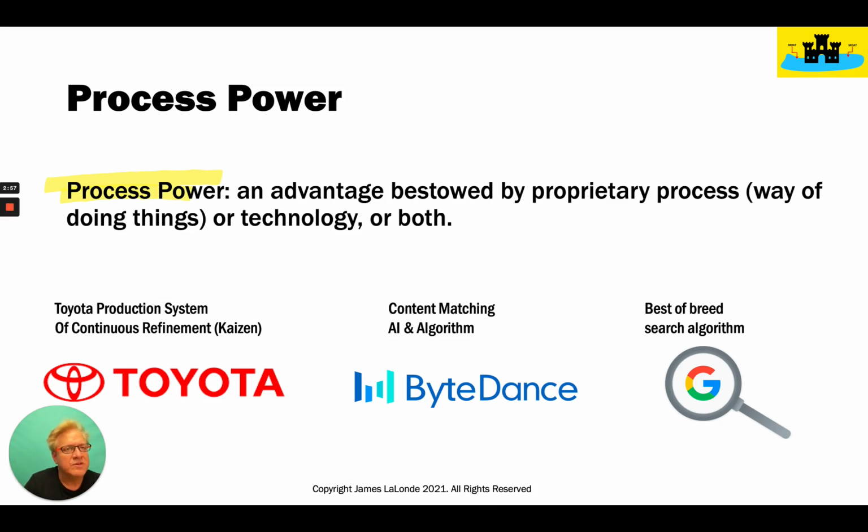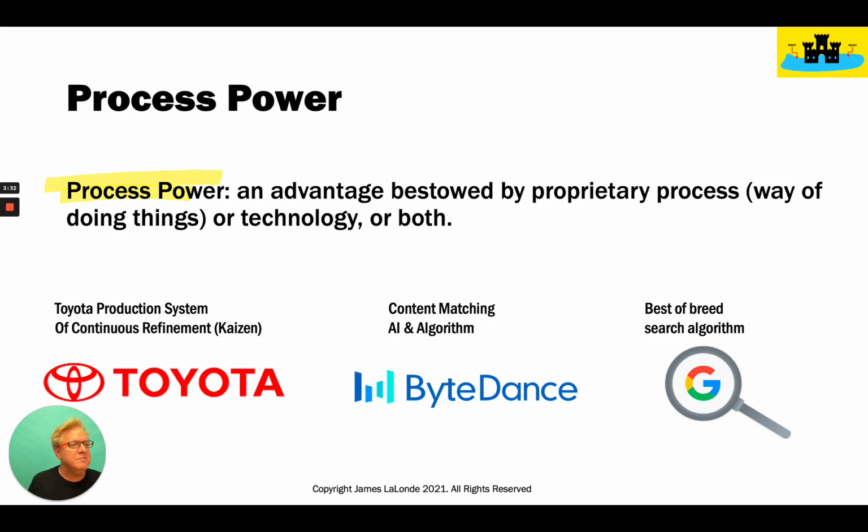moat these days, with the advent of AI, is process power, and it's an advantage that you get from a proprietary process, a way of doing things, or technology, or both. One of the original companies that made this really famous was Toyota, and their way of manufacturing and how they continuously refine things with their Kaizen process. They actually opened it up and let every car company in the world come visit them and learn. They were confident that no one else could do it as well as they could. They had an execution advantage in their mind.